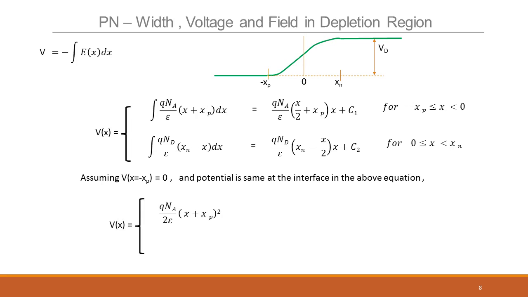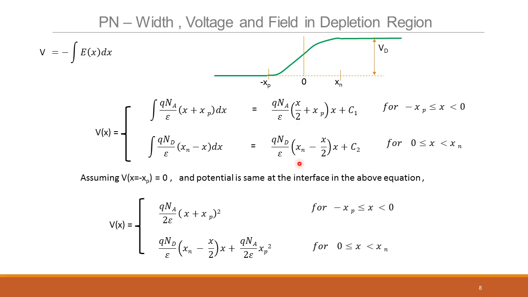So V of x, if you substitute and calculate C1 and C2, you will get qNA by 2 epsilon times (x plus xp) squared in this region, and this term on this side. I'm just using V at x equal to minus xp equal to 0, and the fact that the potential is the same at the interface in the above equation to do this.